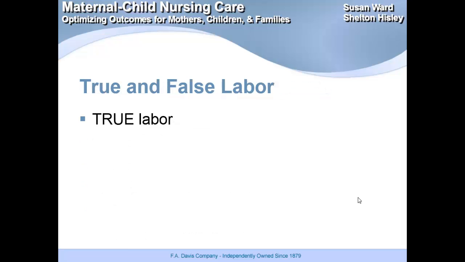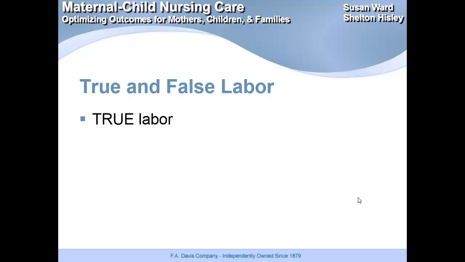So, true labor, what does that look like? Again, I talked about the difference between the Braxton Hicks, where the cervix isn't dilating or effacing, but true labor is when that dilation and effacement starts. The contractions are going to be regular, and they're going to get worse. They're going to increase in frequency, duration, and intensity. The woman's going to feel it in her lower back, and it's going to radiate around to her abdomen. And the pain's going to get worse when she does activity like walking.